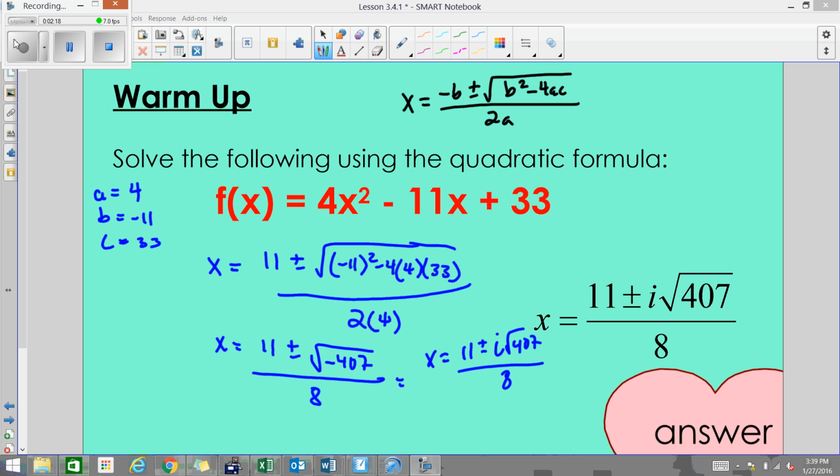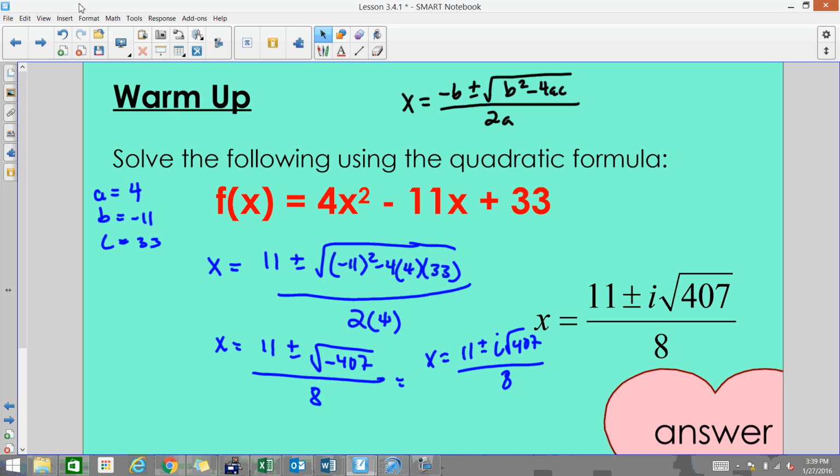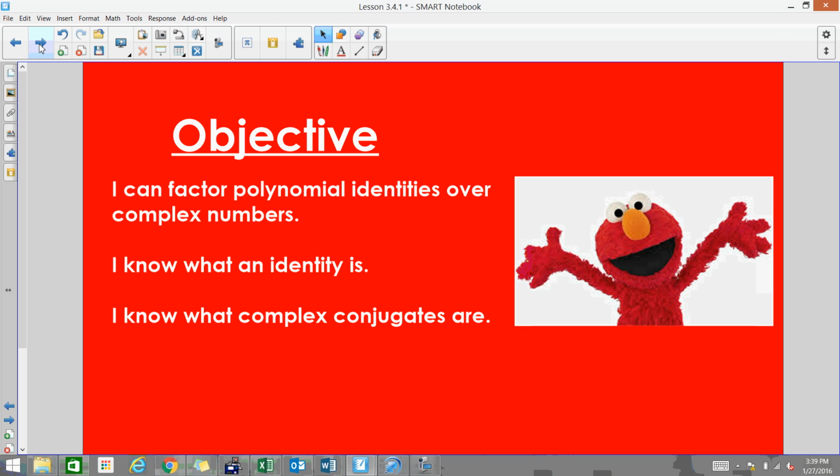And that's what we want to start doing today, because we are going to be talking about complex factors. Remember, when we solve using the quadratic formula, what we're actually finding are the x-intercepts. You're finding the x-intercepts today. That's going to be the big thing, you being able to do that. So let's go to the next page.